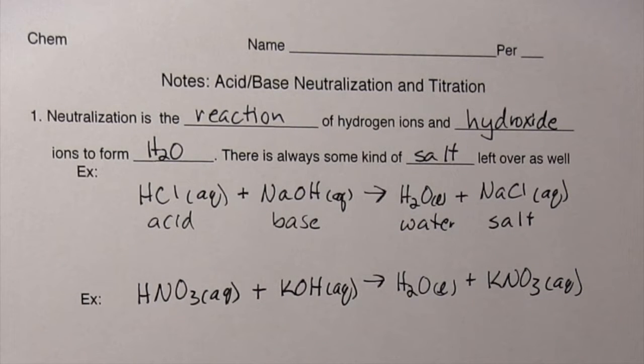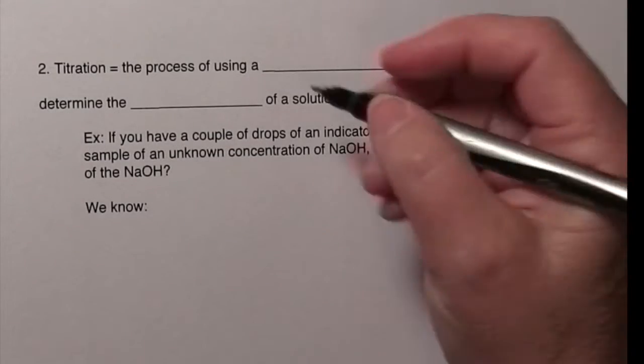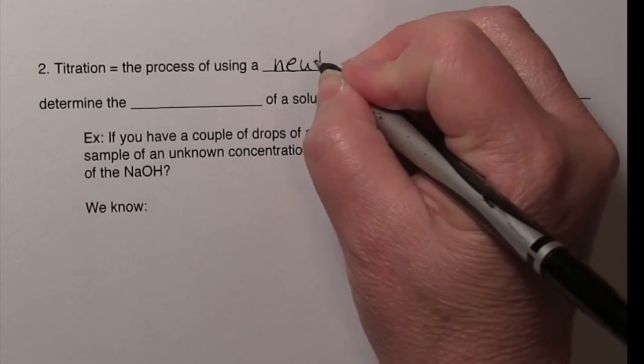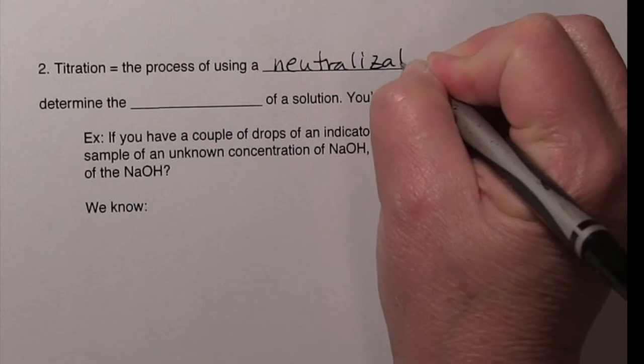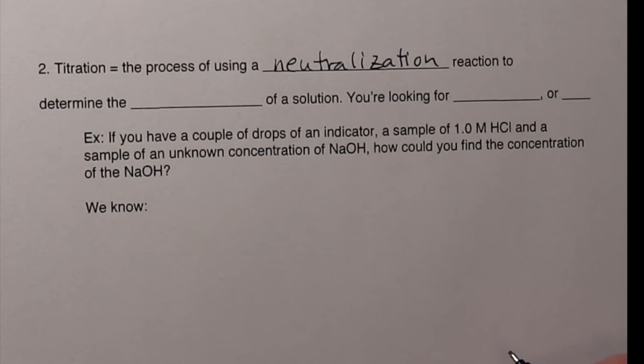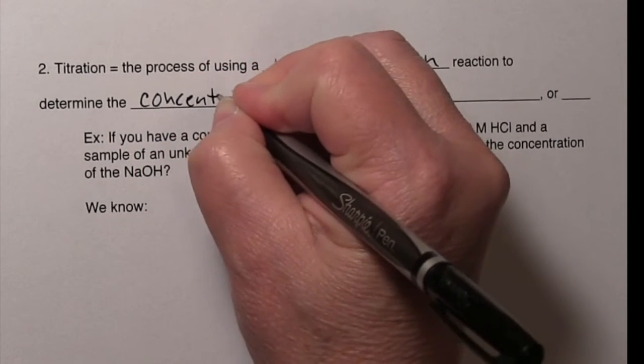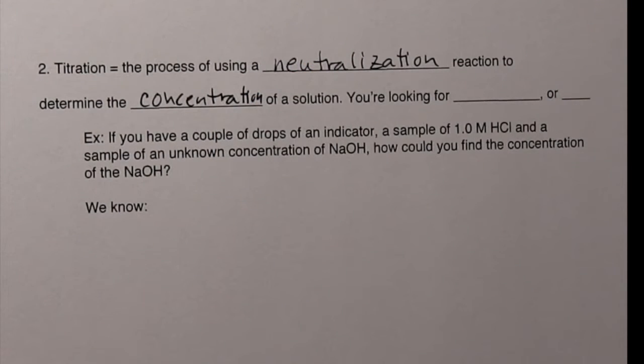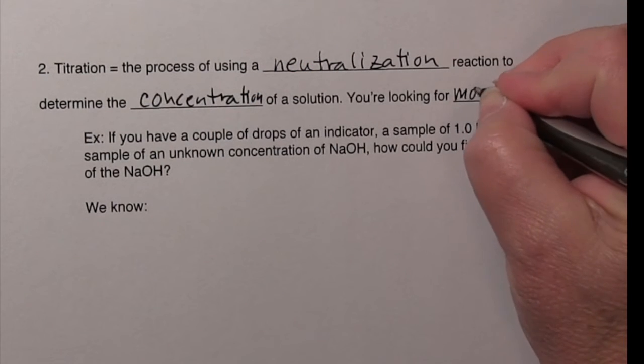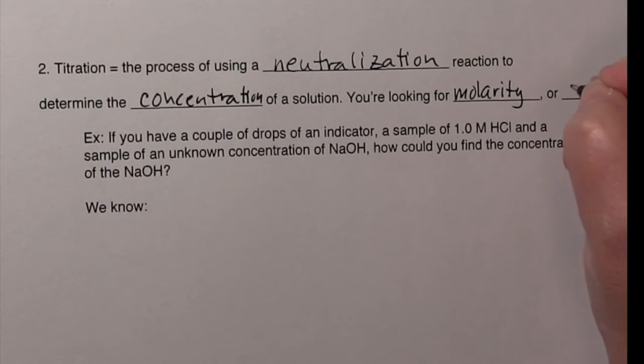So let's see how we can use that, because it's a very powerful tool. One thing we're going to be able to do with this is called titration. It's the process of using one of these neutralization reactions to determine the concentration of a solution. We're going to be looking for molarity, or capital M, moles per liter. And to see how this is going to work, let me show you the derivation.